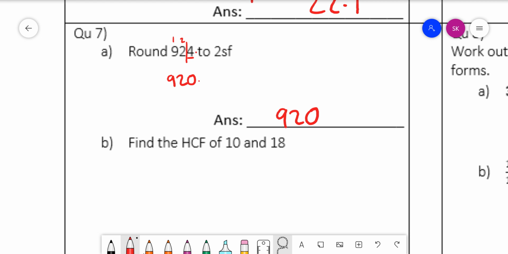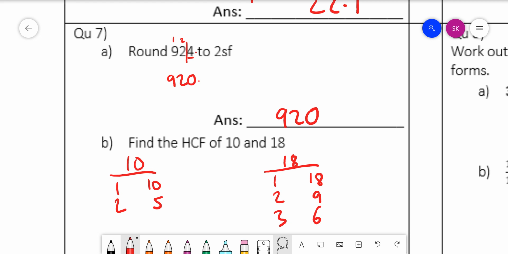B says find the highest common factor of 10 and 18. If you can't spot it straight away, you can list out all the factors of both numbers. And you can see there that the highest common factor is 2.